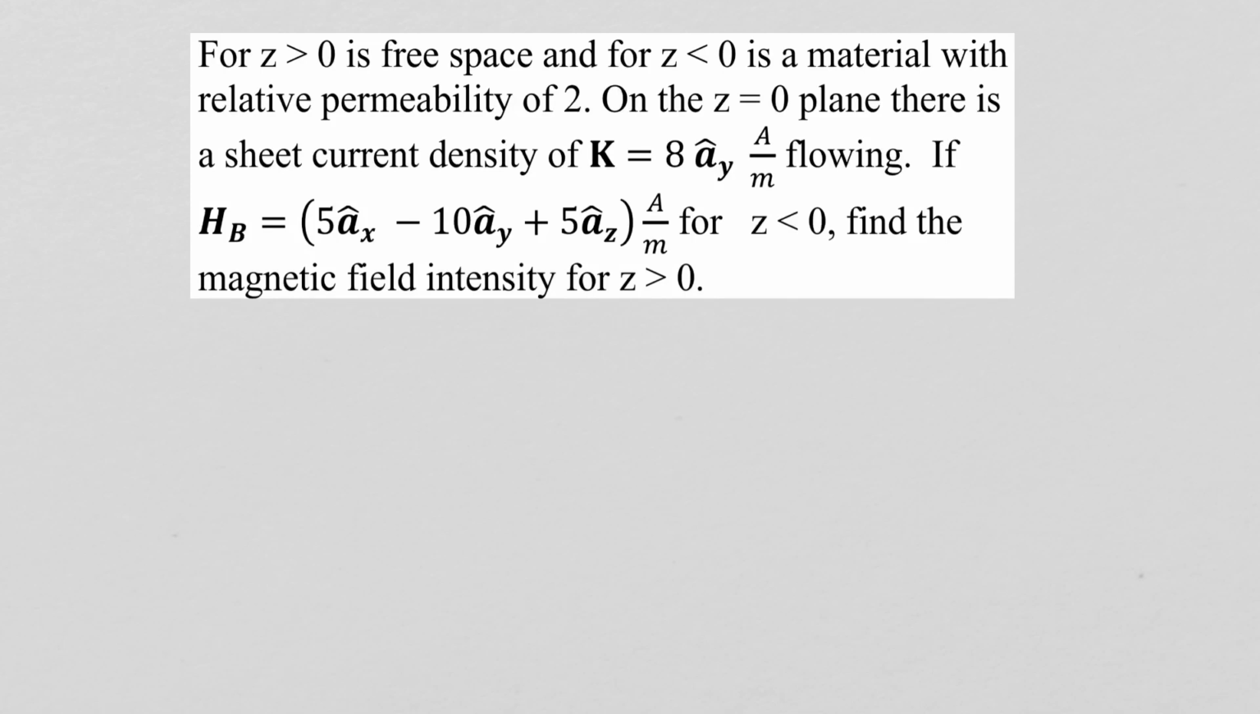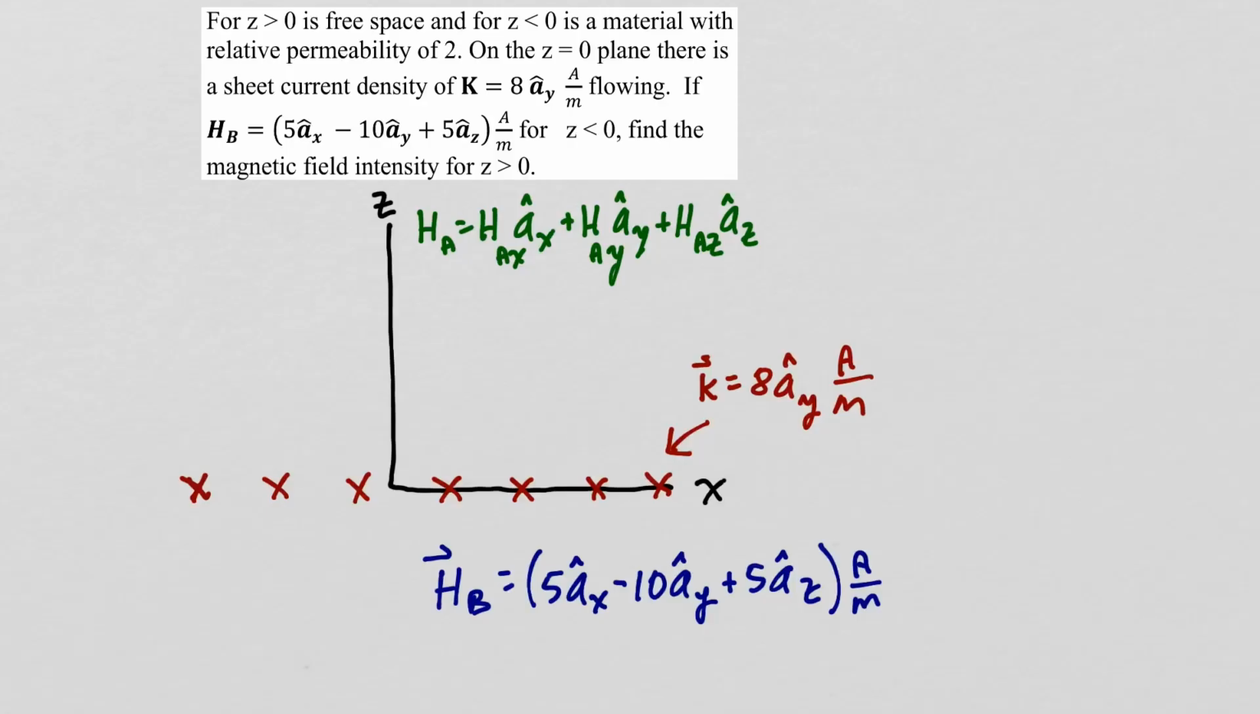As always, you should begin by drawing a figure. I've drawn a figure of all the pertinent information, and what we need to find is the magnetic field intensity, which we'll call H sub A, for z greater than 0.